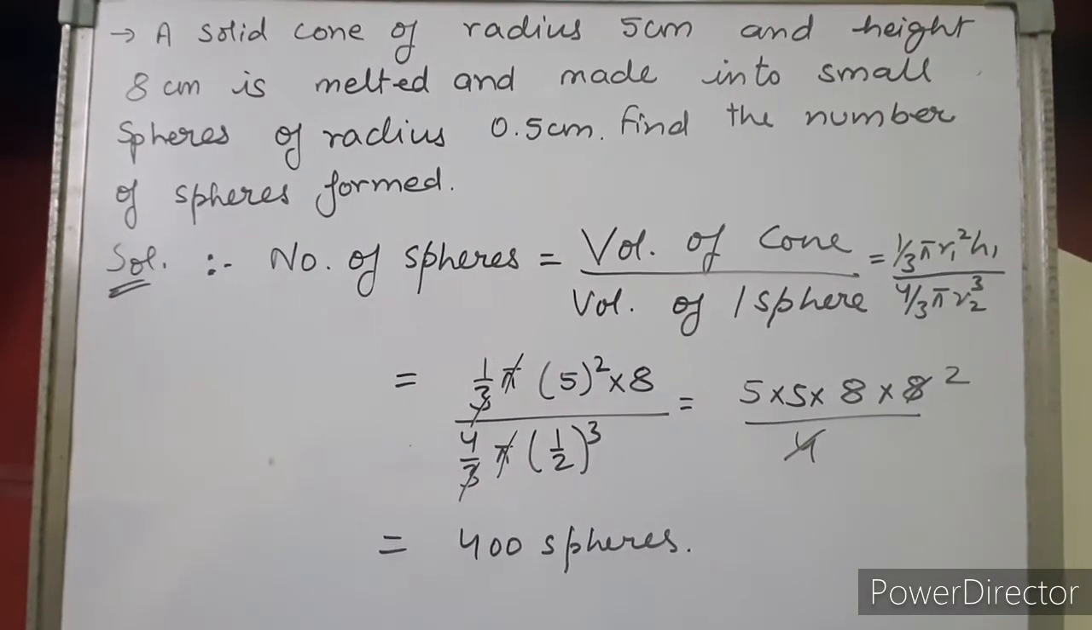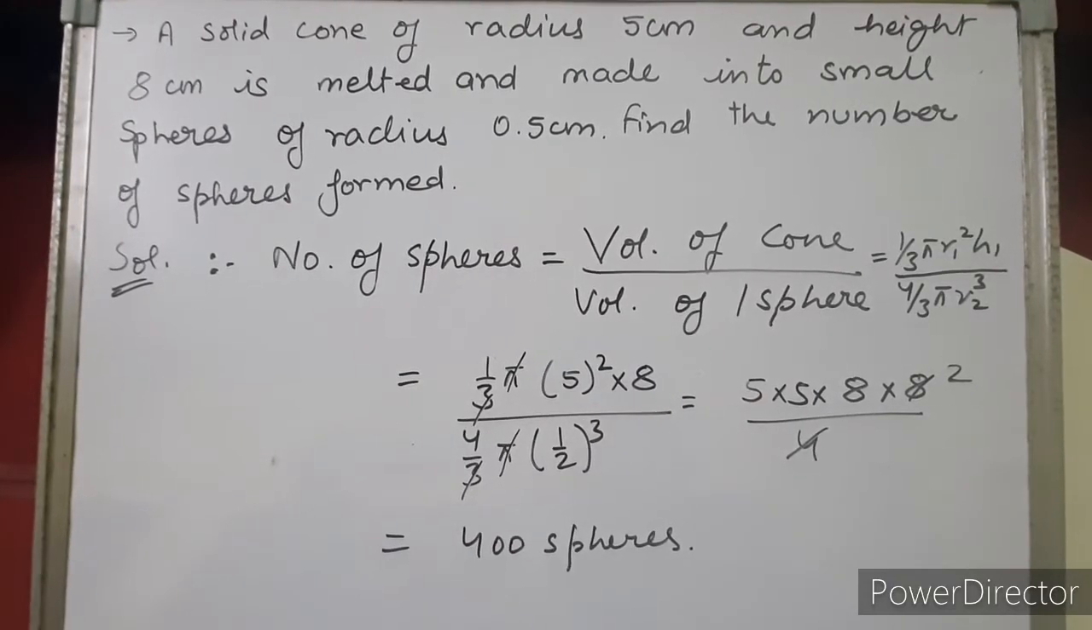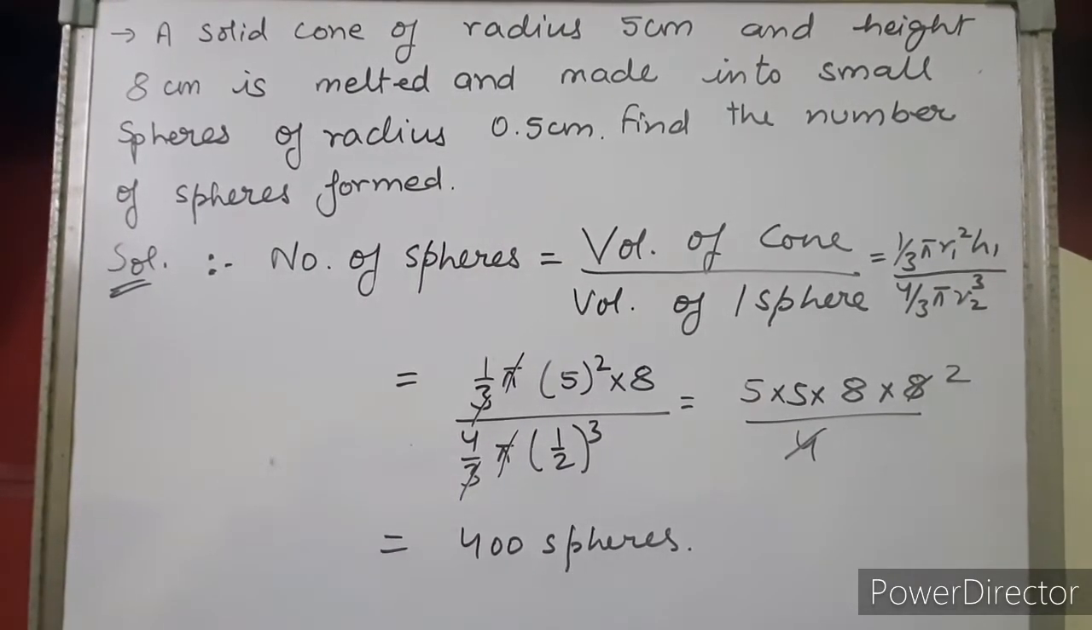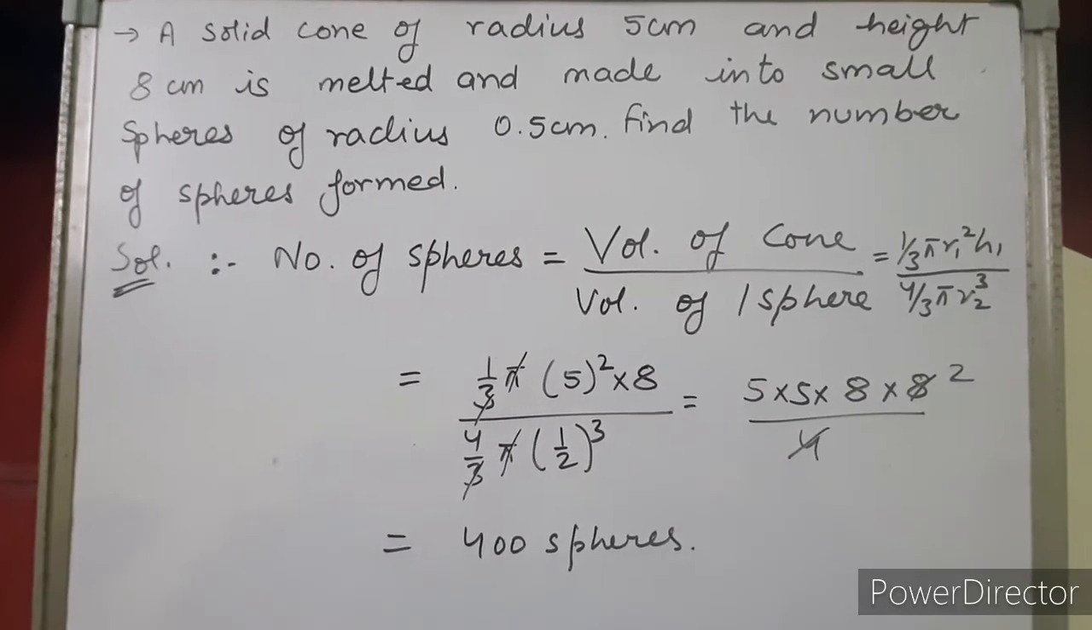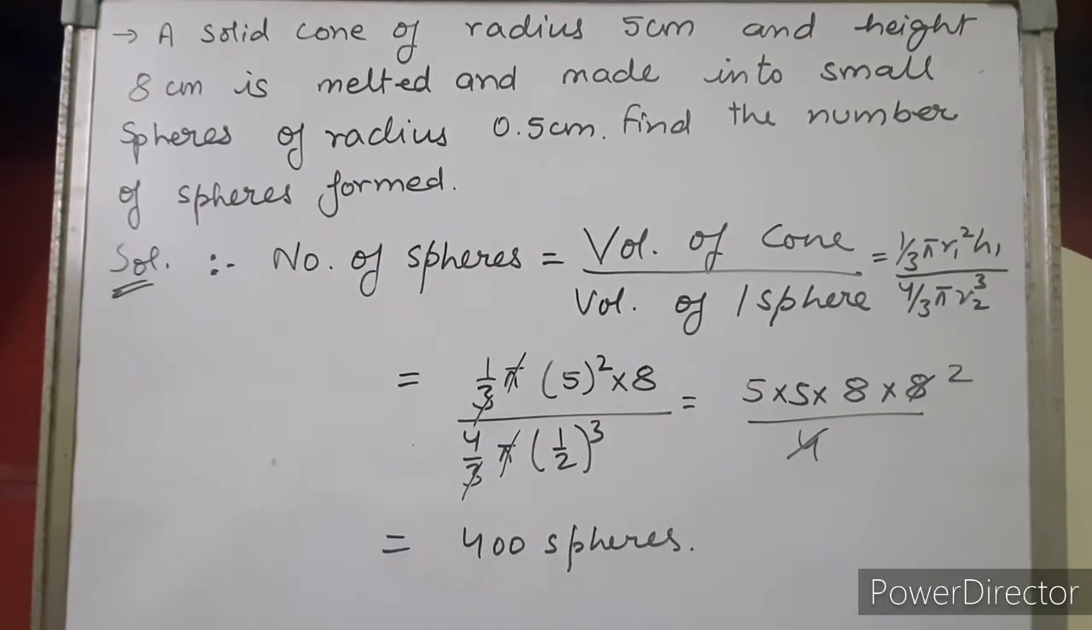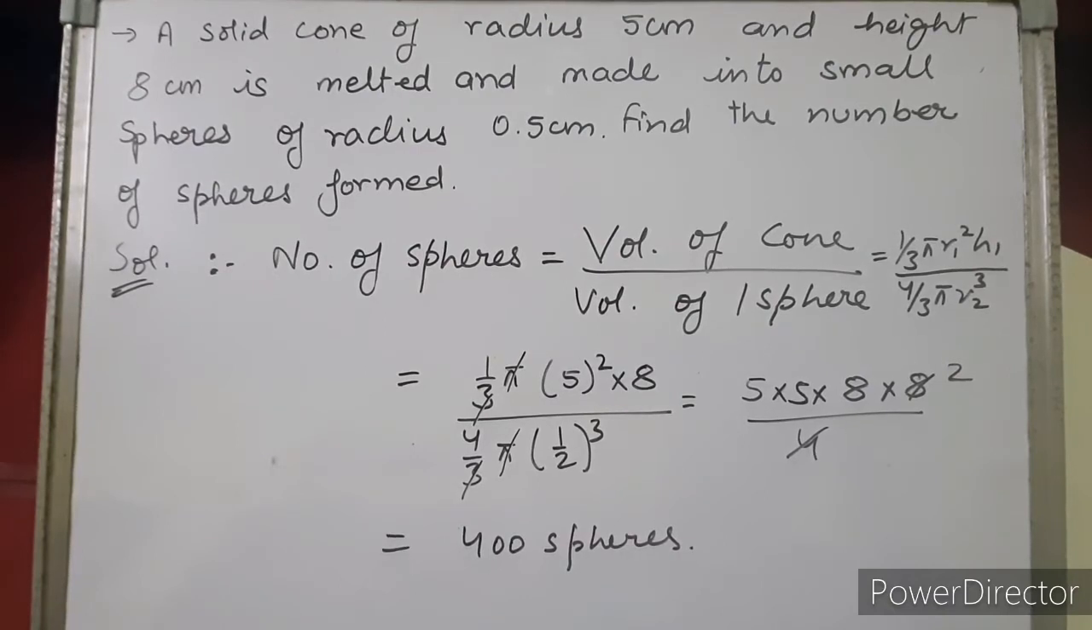Let's see another sum, children. Now in this sum it is given that a solid cone of radius 5 centimeter and height 8 centimeter is melted and made into small spheres of radius 0.5 centimeter. Find the number of spheres formed.